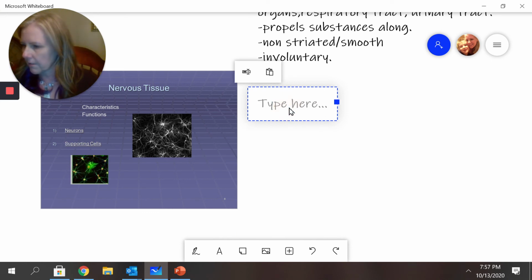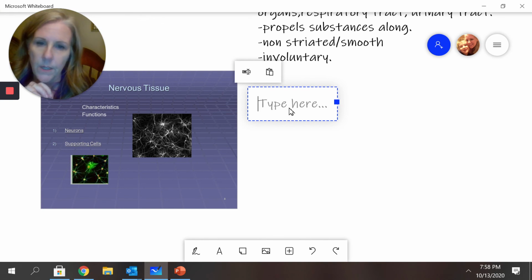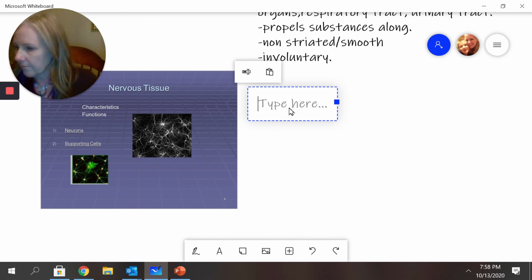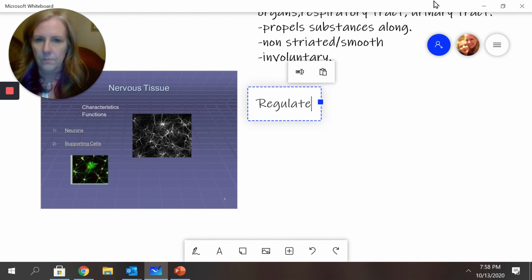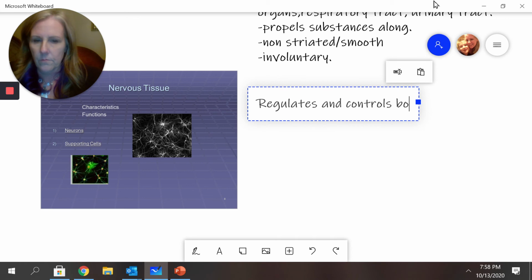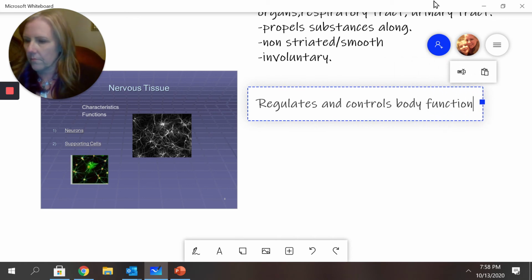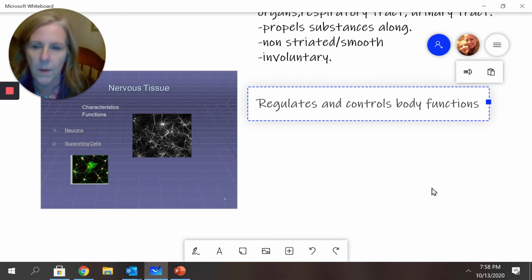All right, nervous tissue. One thing to know about the nervous tissue, similar to the muscle tissue, is that it makes up the main component of the nervous system. So the nervous tissue makes up the main component of the nervous system. Now, overall, if we had to give a function to it, what does it do? Regulates and controls body functions.